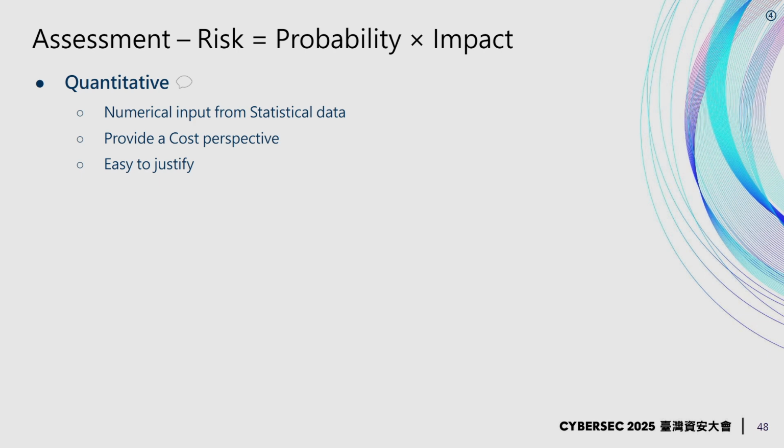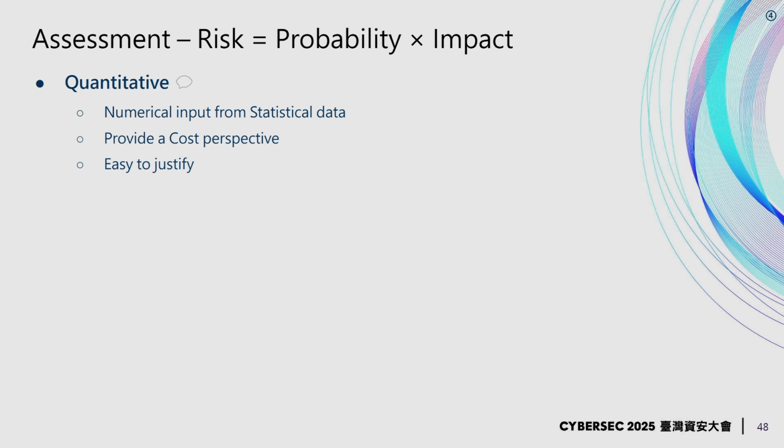All right, you probably all know the famous risk formula. The risk is equal to the probability times impact. There are a few methods available to perform this activity. The first one documented is usually the quantitative approach, which leverages numerical inputs from statistical data. This makes it very easy to justify because your numbers come from statistical input that you can justify. It also helps to justify the cost of your controls because you will know how much your controls are saving for the organization.